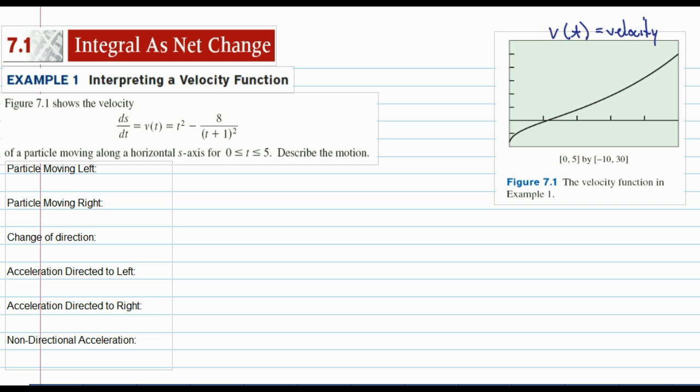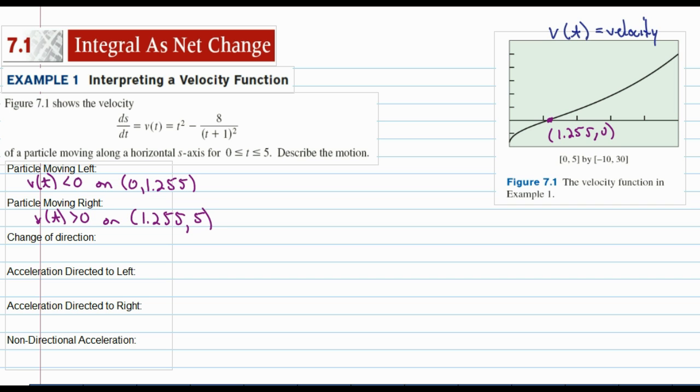So when is the particle moving left? Well, the particle is moving left when velocity is less than 0. So I need to find that 0, and I did that using my calculator. It was 1.255. So when is v of t less than 0? That's going to be on the interval 0 to 1.255, between 0 and 5 seconds. When is it moving right then? Well, that's after that. So v of t is greater than 0, or positive, from 1.255 to 5.